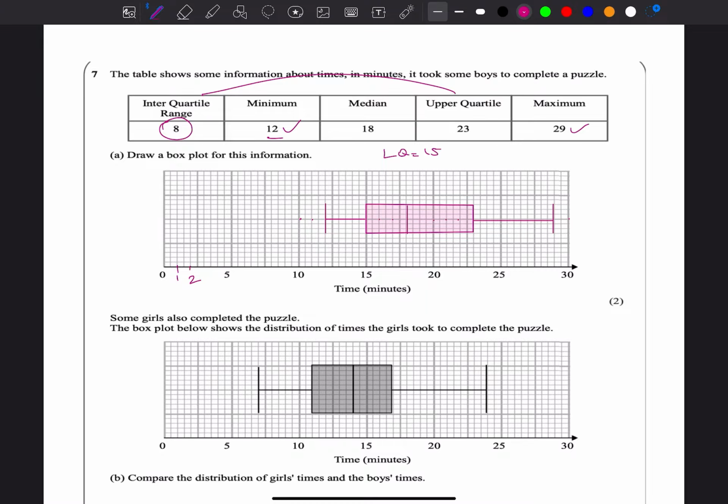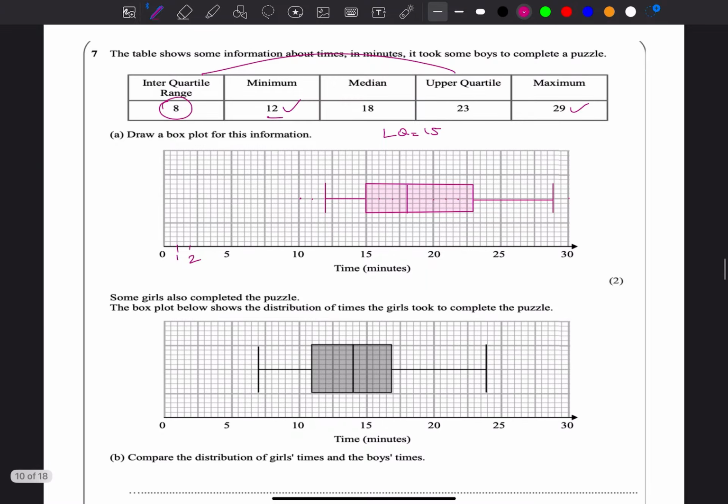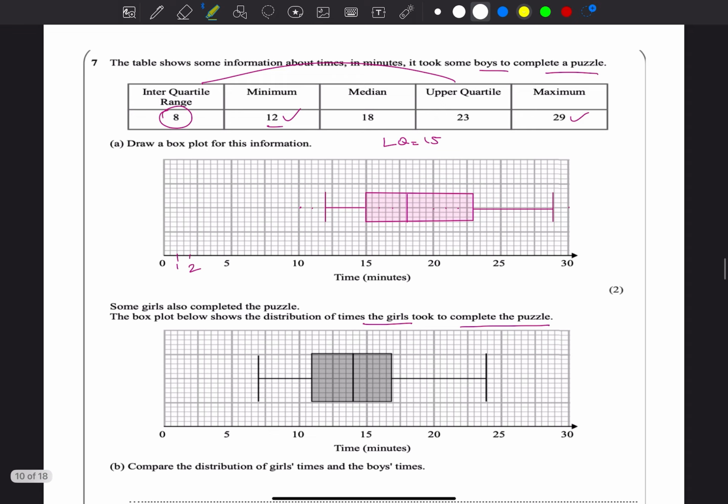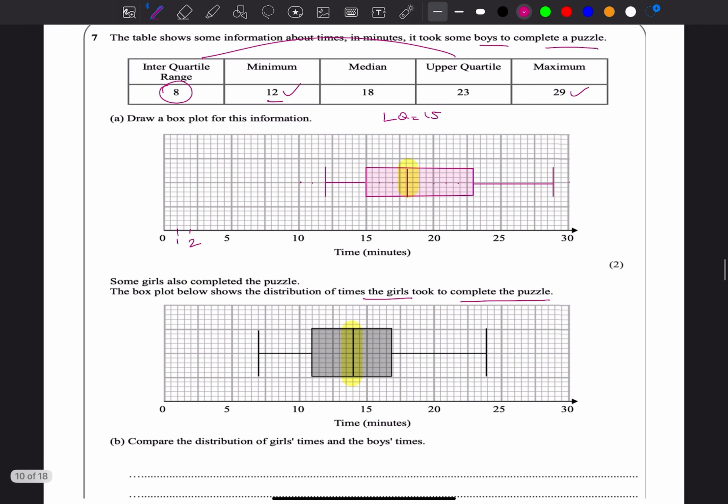There you go. That's a graph. This is talking about the time boys took to complete a puzzle. This is talking about girls completing the puzzle, time taken. Compare the distribution. Who took more time? You always compare the median. Who took more time? Median, that middle line. Boys.